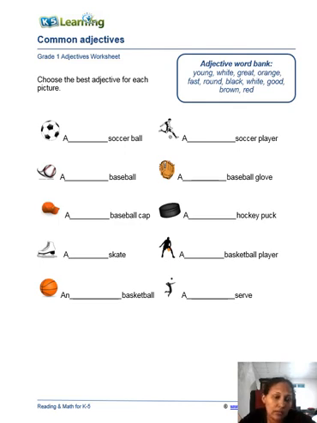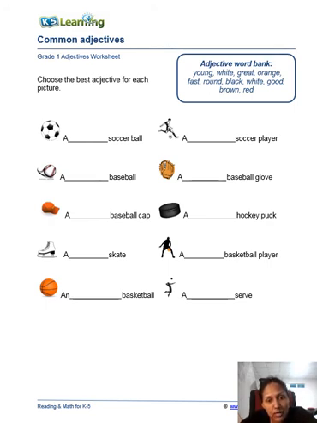What adjective can we use for that? An orange basketball. Please refer to the pictures here because the ones I have sent are black and white, so you don't see the colors. You can see colors from this video, right? A soccer player. What can you say about a soccer player? We can say a young soccer player, or a good soccer player. Right? Those are adjectives we can use.